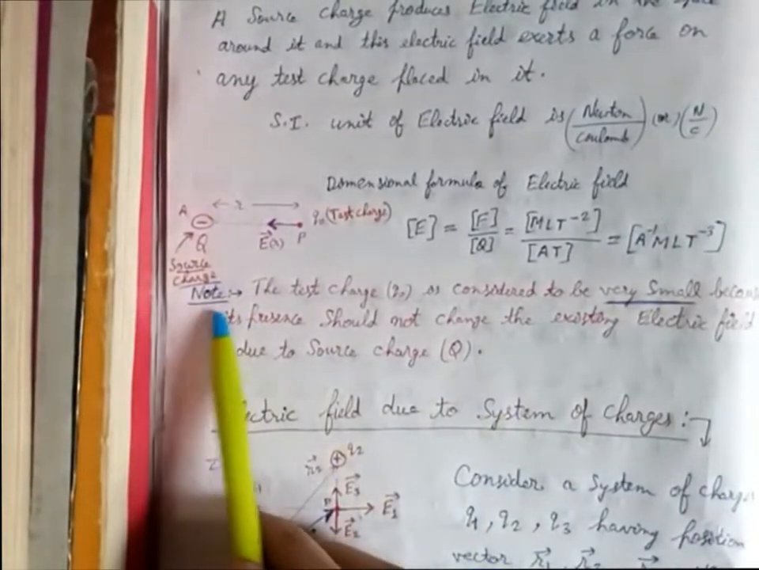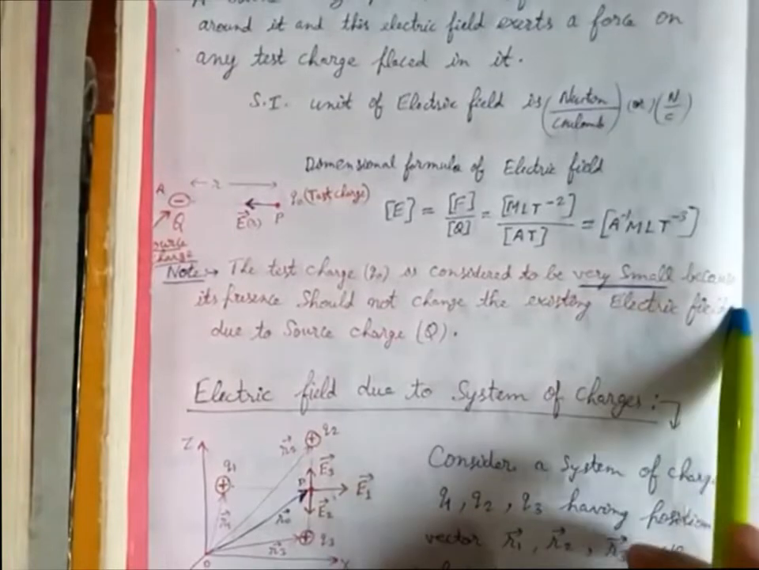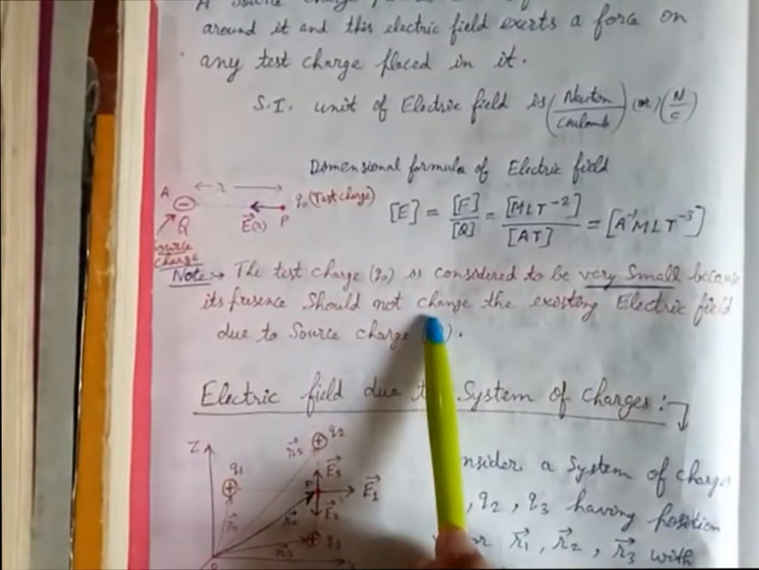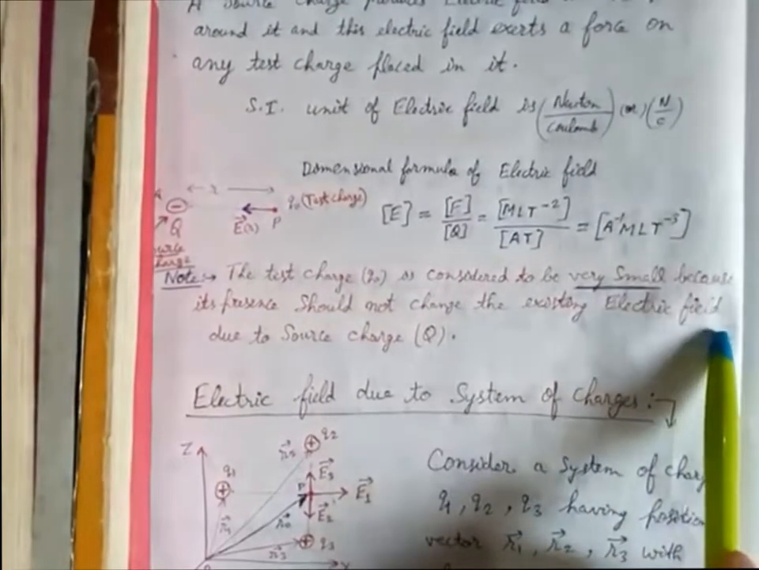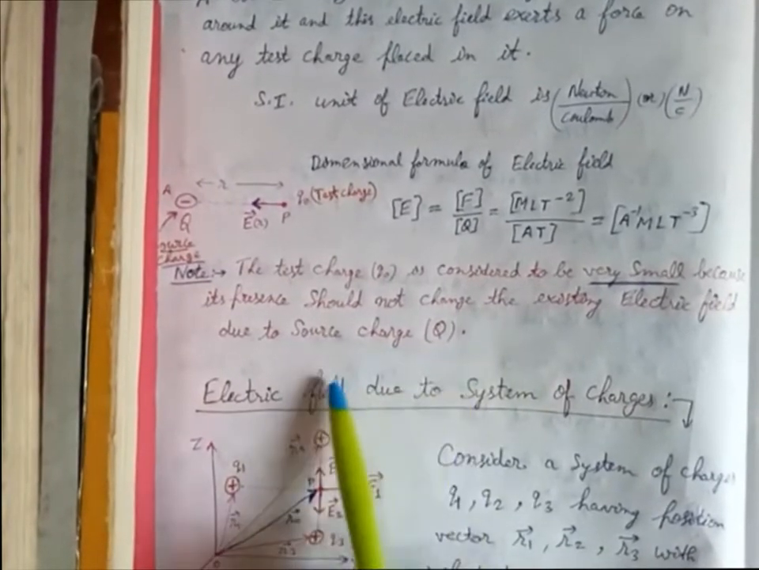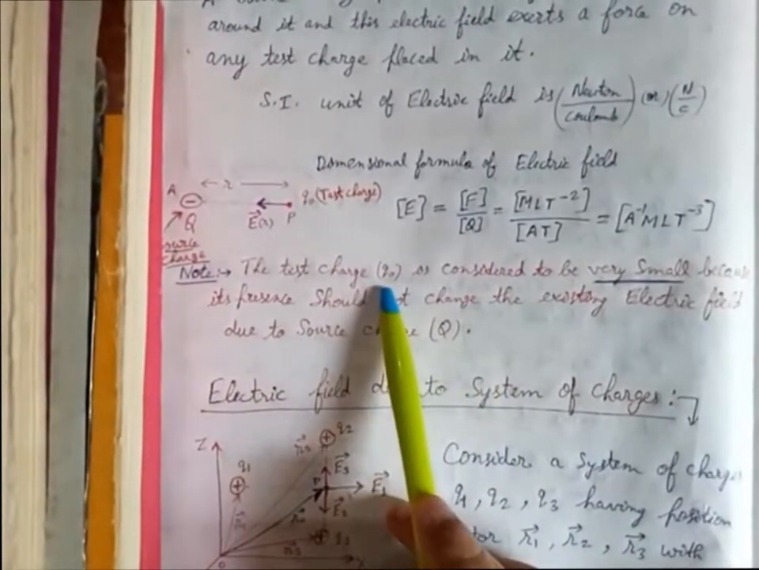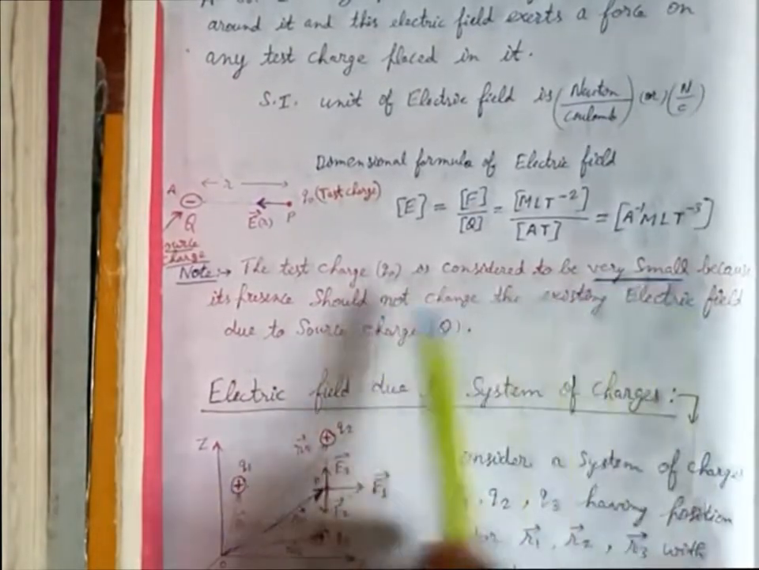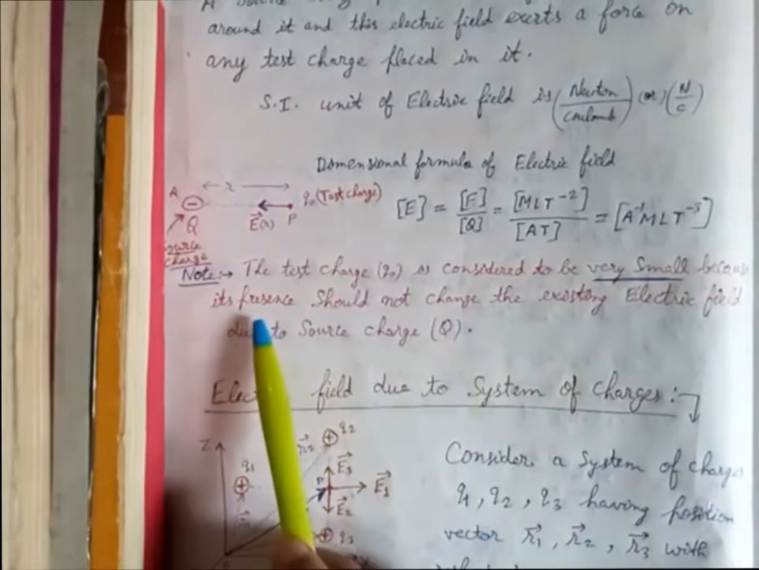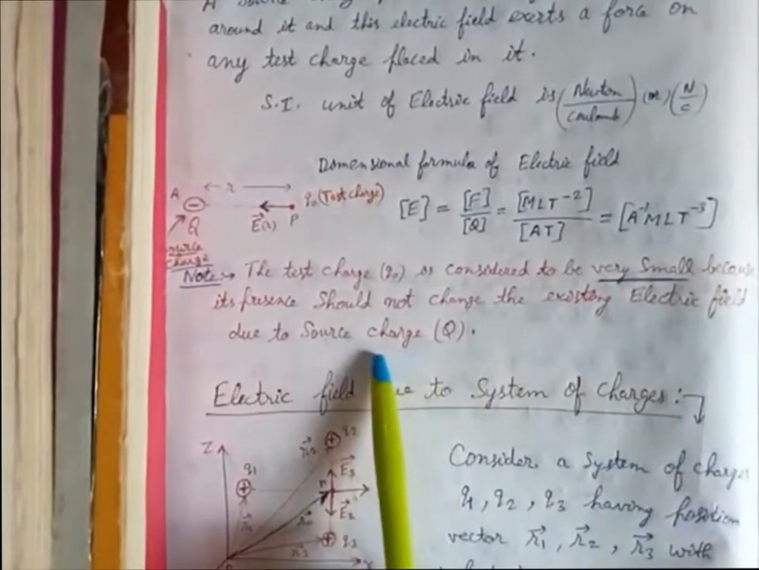Okay, there is one thing to be noted, that the test charge Q naught is considered to be very small because its presence should not change the existing electric field due to the source charge capital Q. So you are getting this point of the note, that we are keeping this test charge very small because our electric field should not get changed due to the test charge.